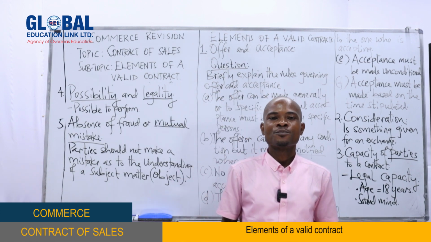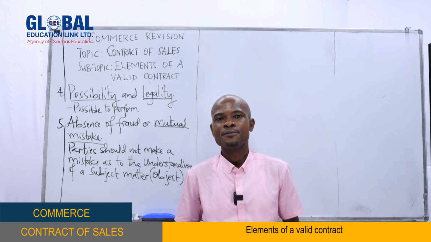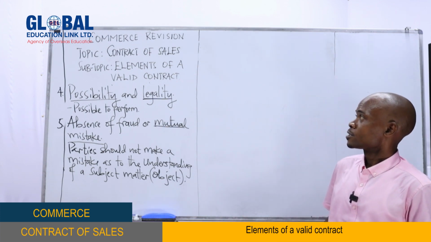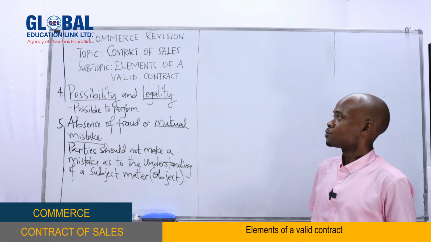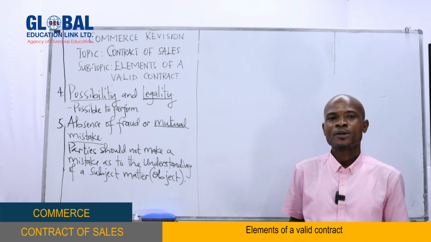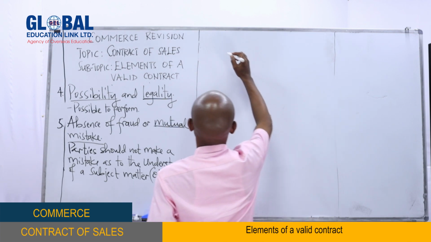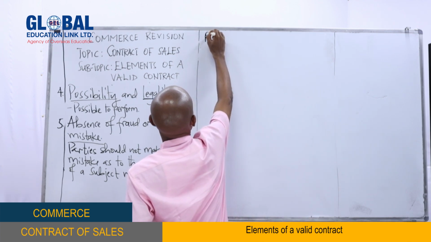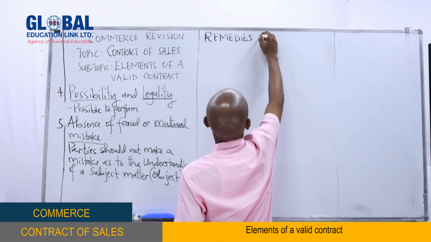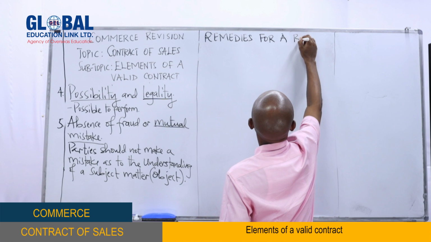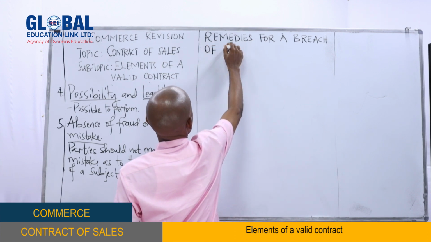Okay, let's go for a short break, then we will come back. Welcome back as we are continuing with this revision. The revision is about the contract of sales, and we are going through various subtopics. So far we have completed the first subtopic. Then let's move on to the other subtopic. This subtopic is called remedies for a breach of contract.